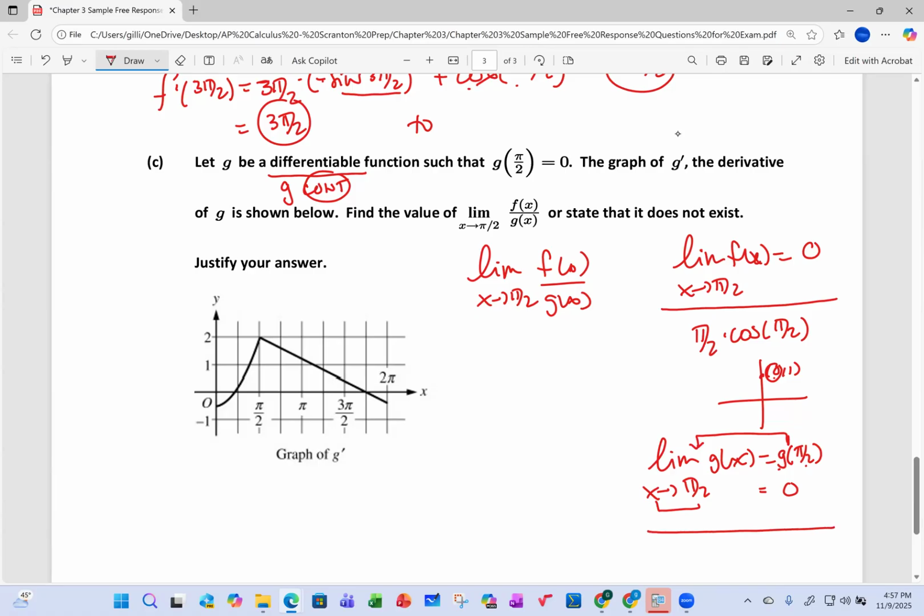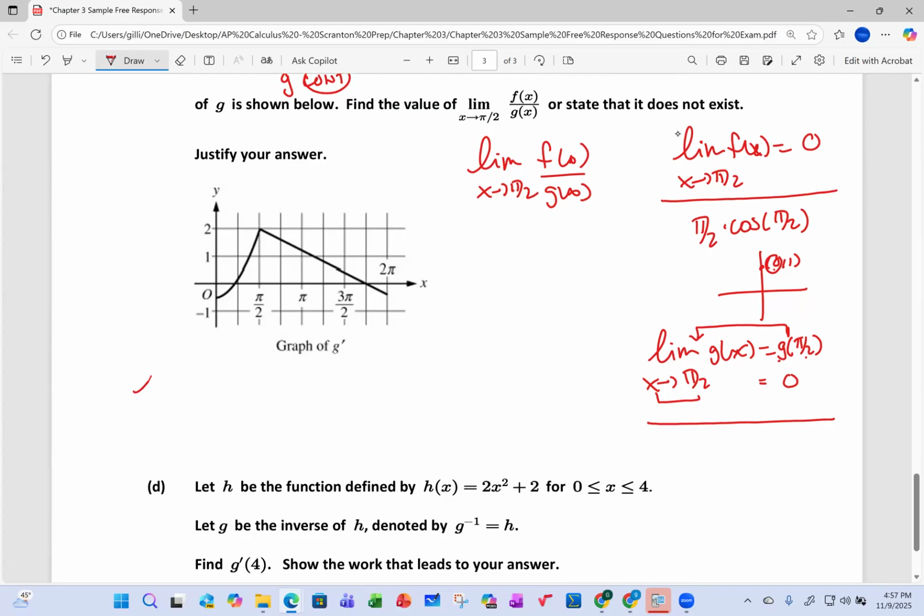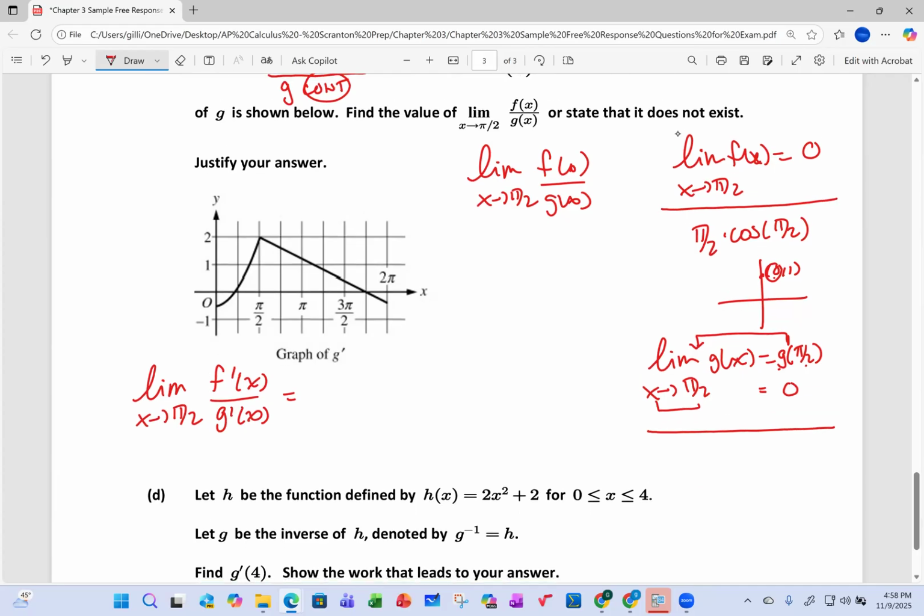What rule can I use? L'Hopital. So it's going to be the limit as x approaches pi over 2 of the derivative of the top, which is f prime, over the derivative of the bottom, which is g prime. So remember, it's not the quotient rule to do L'Hopital's rule. It's just the derivative of the top divided by the derivative of the bottom. This is the graph of g prime. And as we approach pi over 2, that value there is 2.